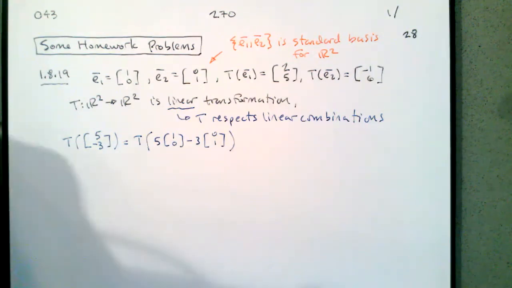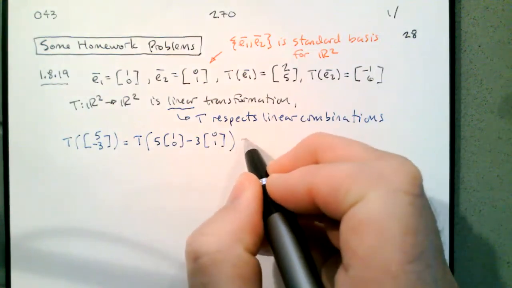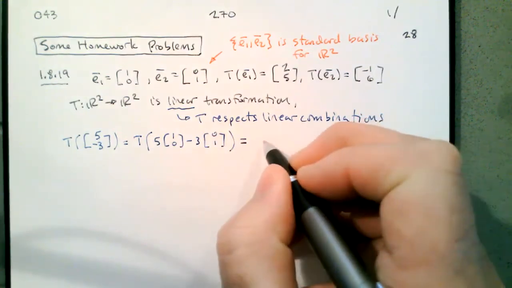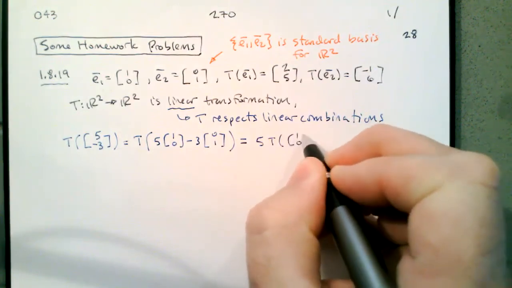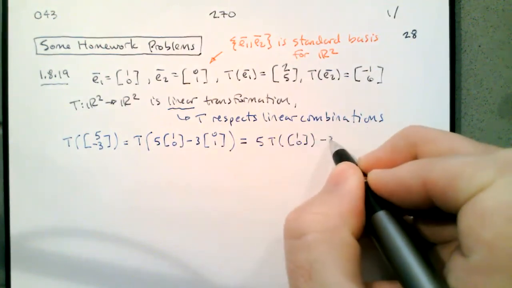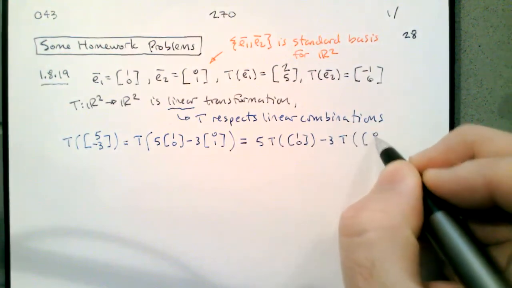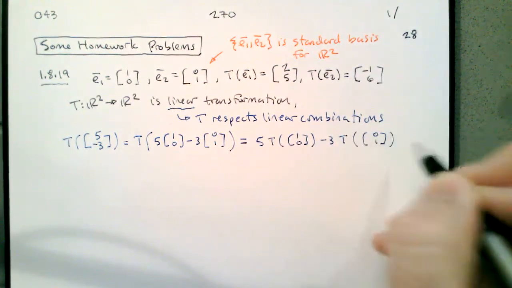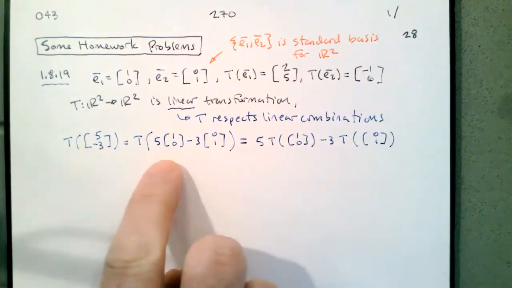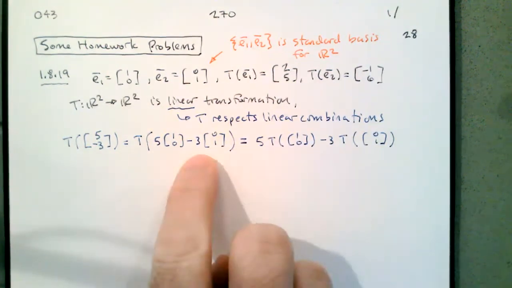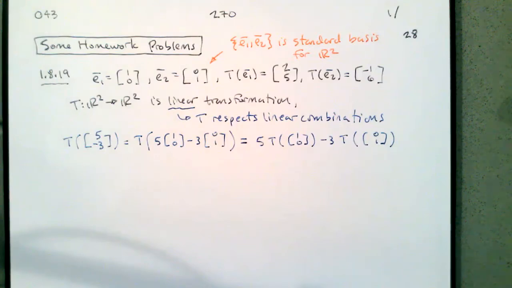Since T is linear, I can do this next step. So this is going to be 5 times T of (1, 0) minus 3 times T of (0, 1). The reason that we can go from this second step to this third step is since T is linear. That's why we get to do that.